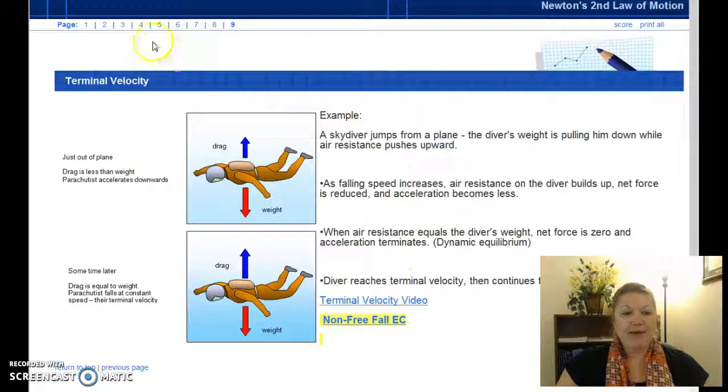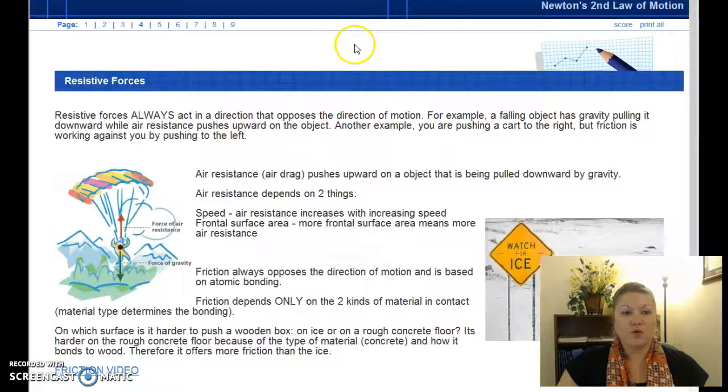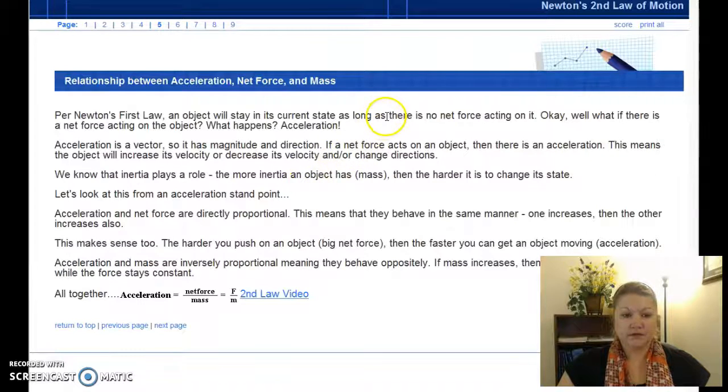Now, if I can back up for a second, just to mention here on slide 4, here's where I talk about your resistive forces. So air resistance and friction are going to be the two main ones that we talk about in this chapter or throughout this semester, really. So make sure you understand those, read those, watch that little friction video, and it will really help you get the idea of the net forces acting.